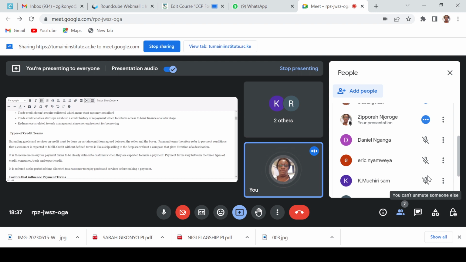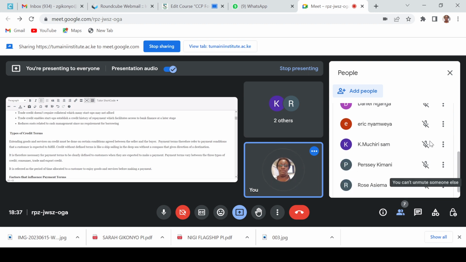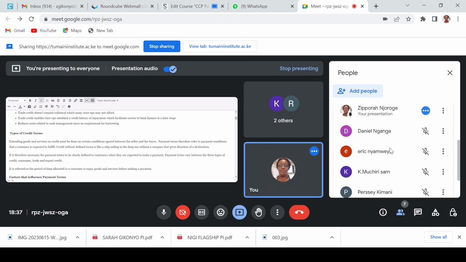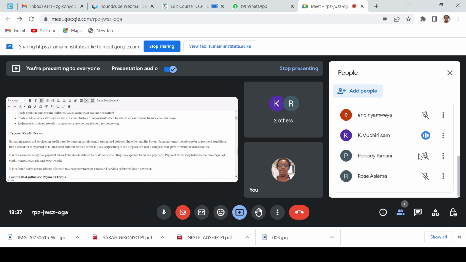I start with who? I start with Sam. I think maybe the amount of credit being offered. The amount of credit that is being offered. Utaangalia the limit, utajua ni kiwango gani. Asanti. Thank you so much. Percy?